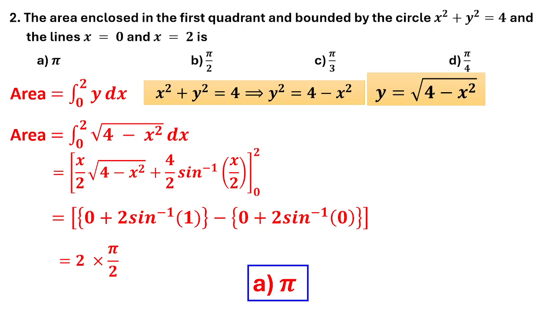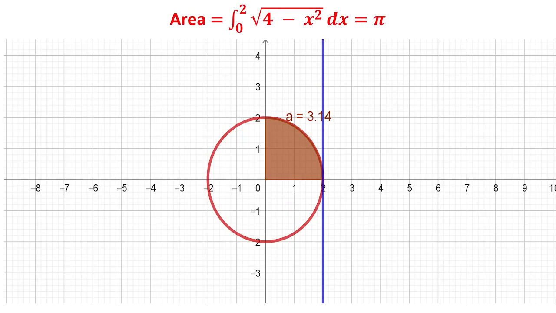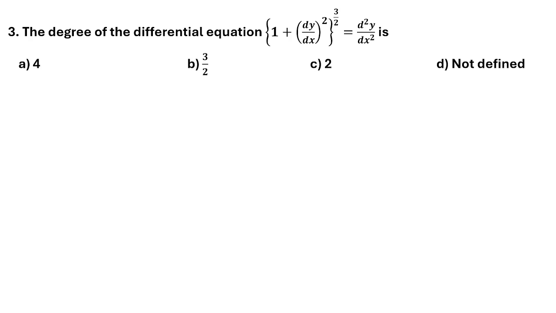Now, let us visualize the graph of it. This is the graph of this area. It is in the first quadrant, bounded by the line x is equal to 2. That is a line parallel to the y-axis, and it is in the first quadrant, and the area is 3.14, approximately. That is pi.